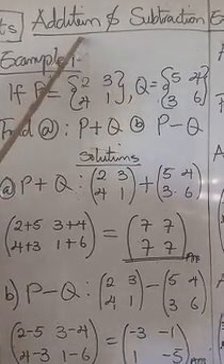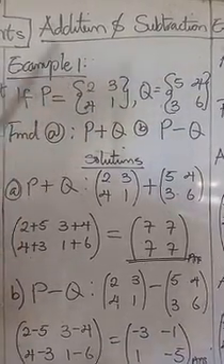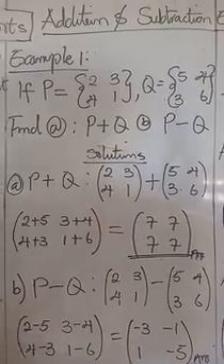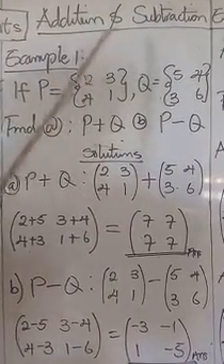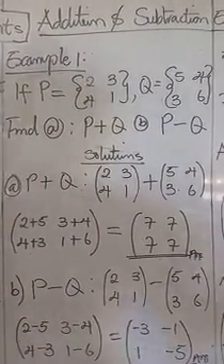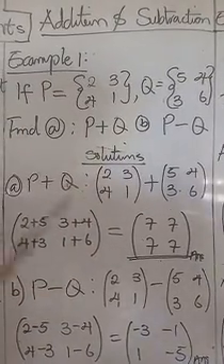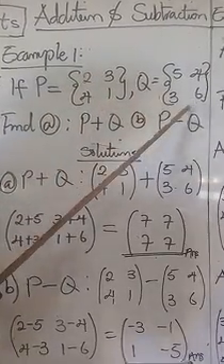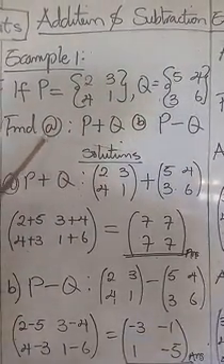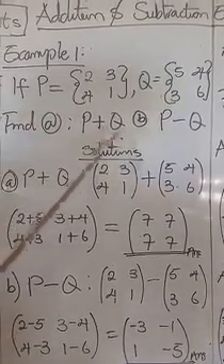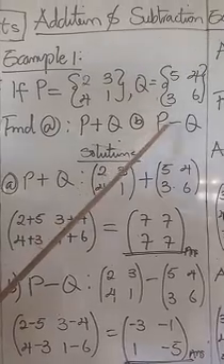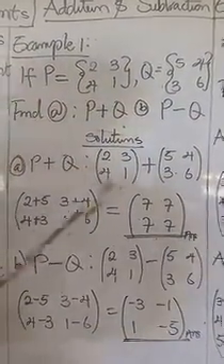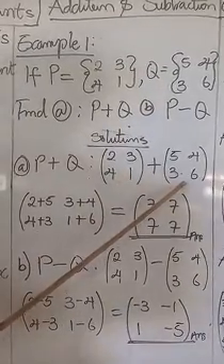So now, addition and subtraction. Let's see how you can solve problems under matrices. We are starting with addition and subtraction before we go into multiplication and the rest of them, determinants and other ones. We now have, if P equals this and Q equals this, they ask us to find A, P plus Q, then B, P minus Q. Solution.